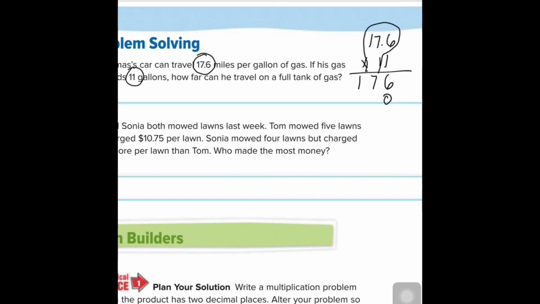Now we're going to do this section right here. Put a 0 right here. 1 times 6 is 6. 1 times 7 is 7. 1 times 1 is 1. Then I'm going to add them together. So 6, and 7 plus 6 is 13, 7, 8, 9, and 1. Oh, we've got to add the decimal point. I'm going to do that in a different color. There's one place value there, so one place value there. So our answer is going to be 193 miles and 6/10 of a mile. And we are measuring miles.